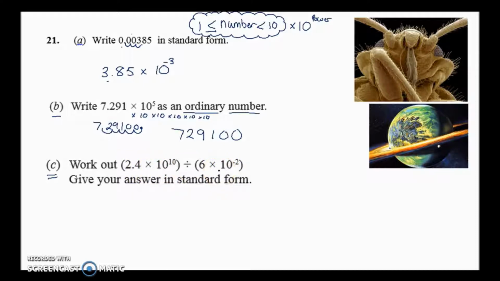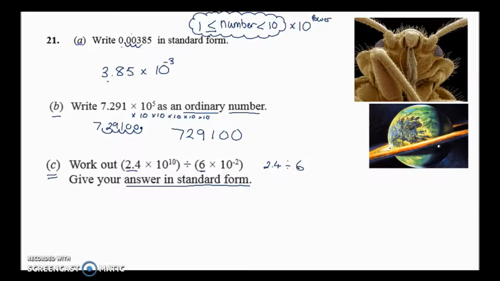Alright, so it says give your answer in standard form after you've worked this out without a calculator. So we can do this in stages. I can sort the numbers out first. I've got 2.4 divided by 6. So I'm just looking at the number parts first. 2.4 divided by 6. Well, you might be thinking, you can't really do that, can you?